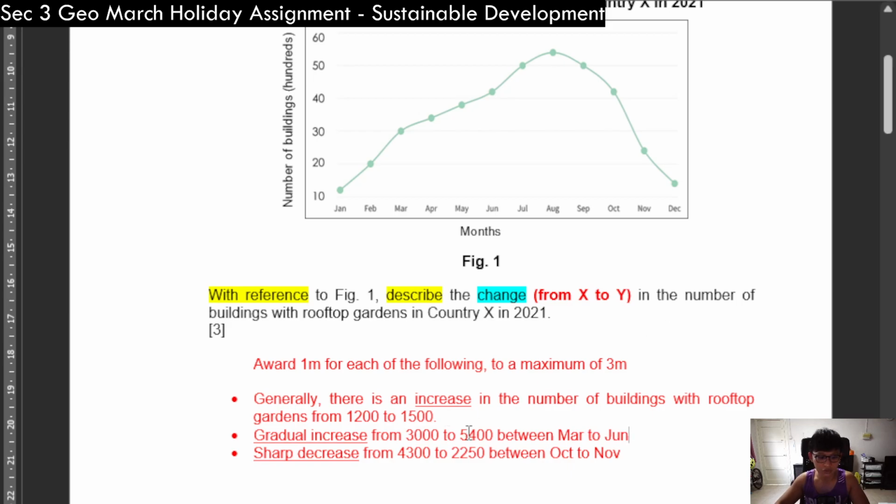This would be about 4,100. Okay, and between October to November, alright, there's actually a sharp decrease. So there's a sharp decrease in the number of rooftop gardens between October to November. Okay, so that is the last key observation.